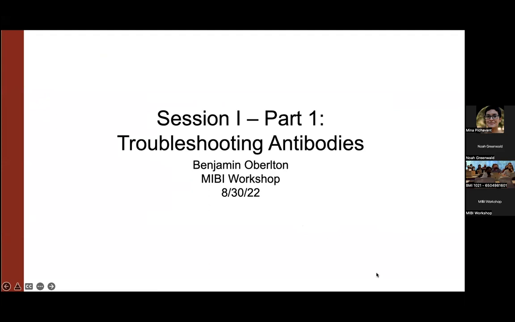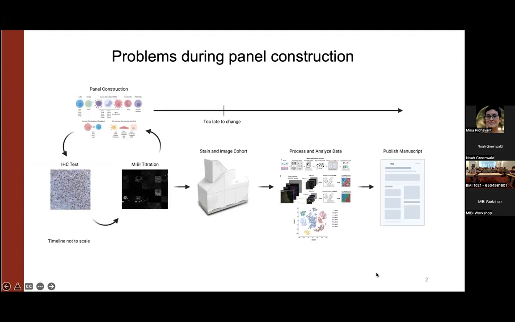I do want to preface that this is not an exhaustive list of everything that could go wrong and how to solve everything that might ever go wrong when testing an antibody. This is just some of the things that we found to be the most common and that we've figured out how to nail down over the last few years. If you do have a very specific issue, there might be a very specific solution, but I cannot cover everything that could possibly go wrong.